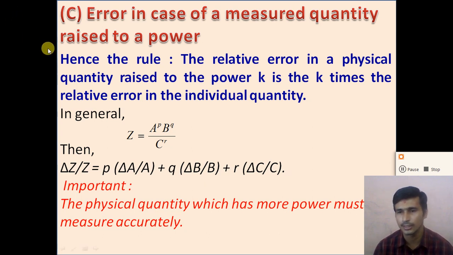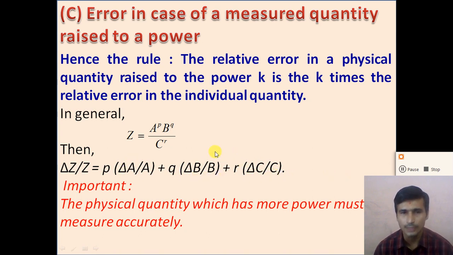So in general we can write like this: Z is obtained in terms of A, B and C. Z is equal to A raised to power P, B raised to power Q and C raised to power R, right? So what will be the relative error in Z? The relative error in Z is the sum of the individual relative errors in A, B and C.